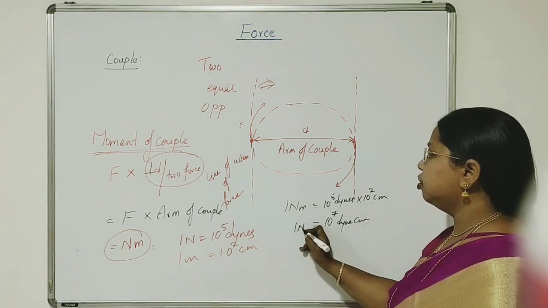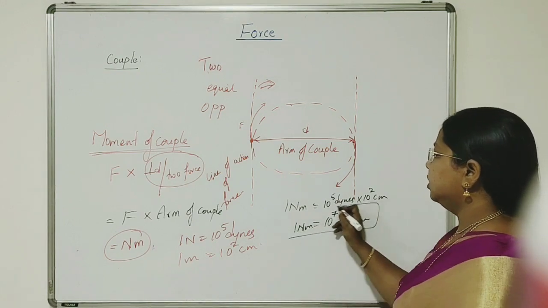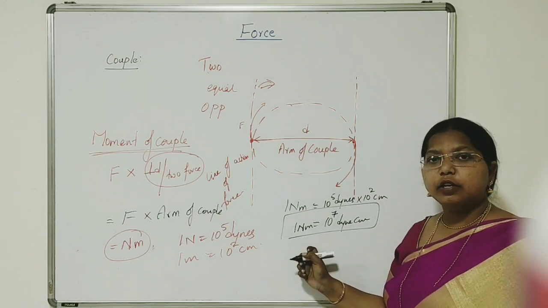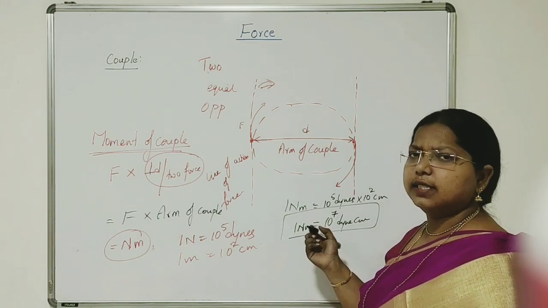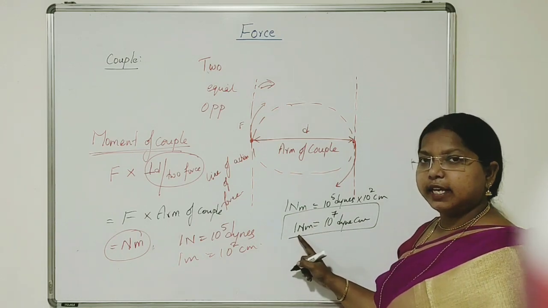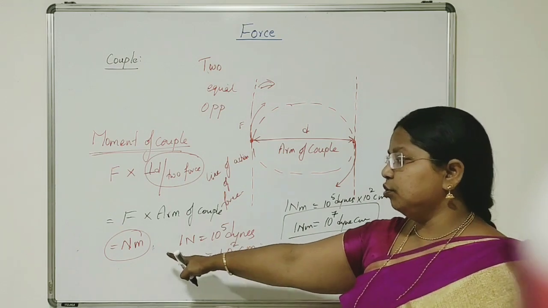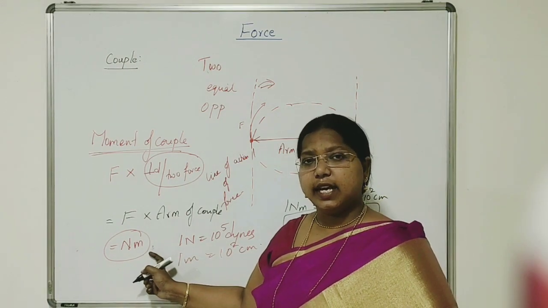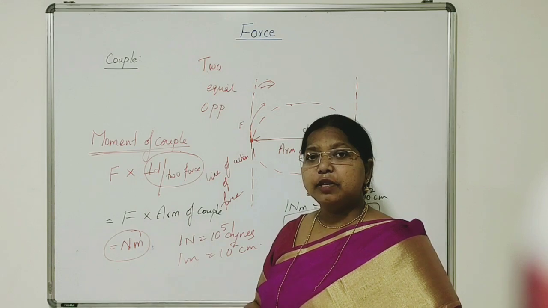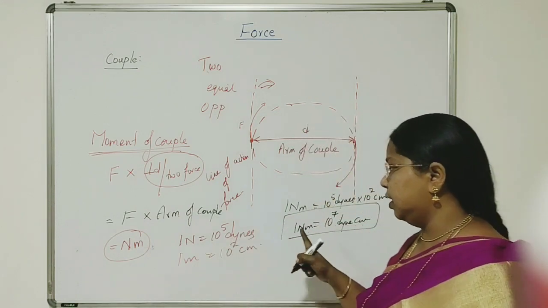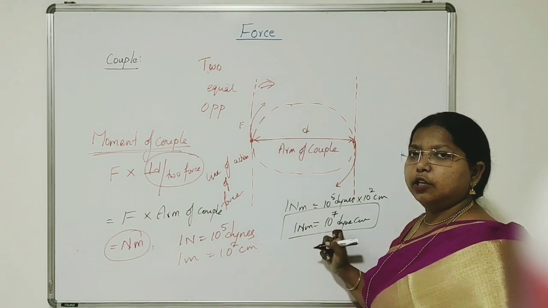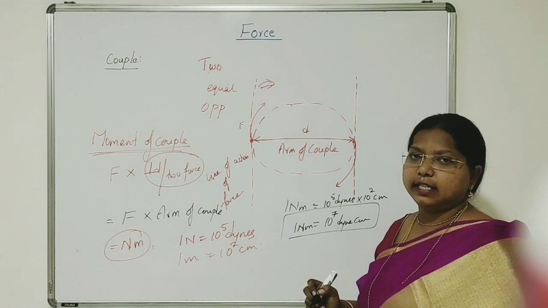So what is the relation between the SI and CGS units of moment of couple or moment of force? It is the same, because they have the same units. The SI unit is Newton meter and the CGS unit is dyne centimeter, and the relation between the SI and CGS units is 1 Newton meter is equal to 10^7 dyne centimeter.